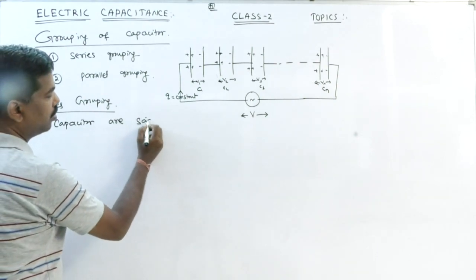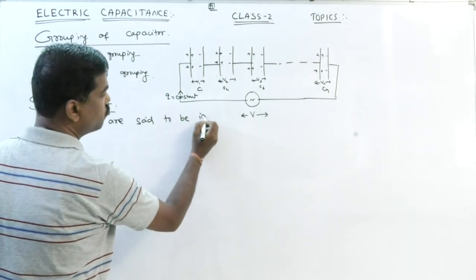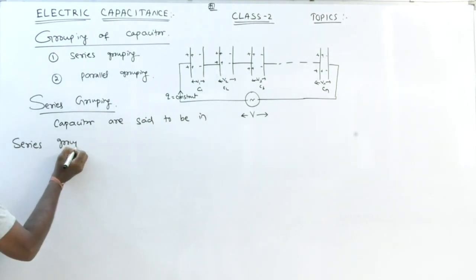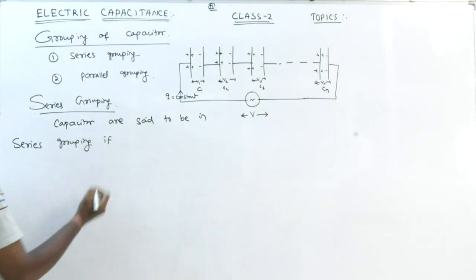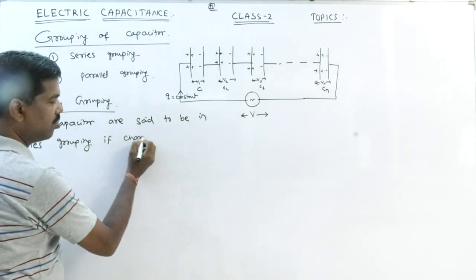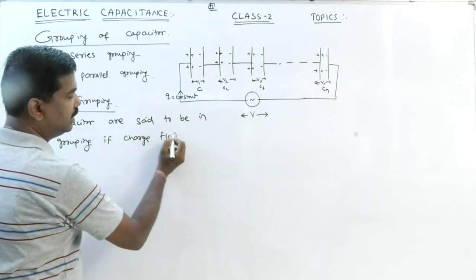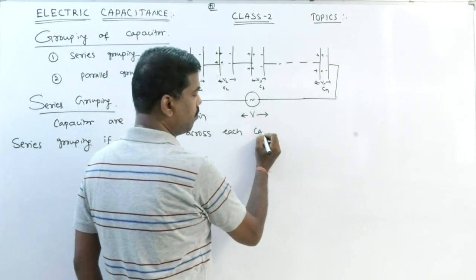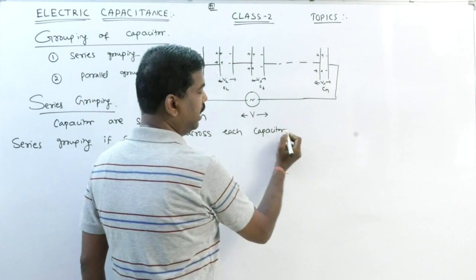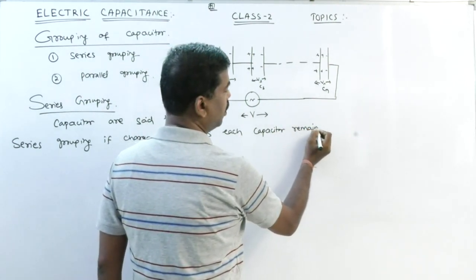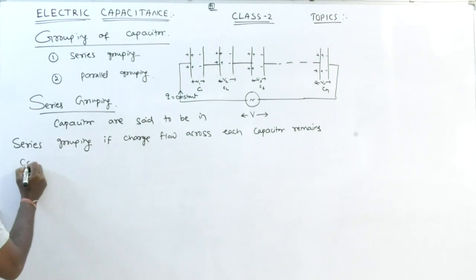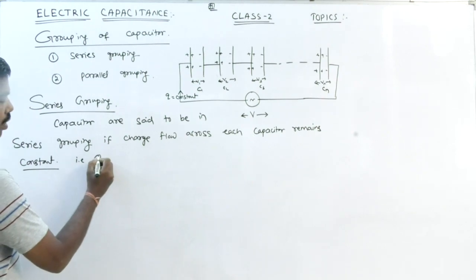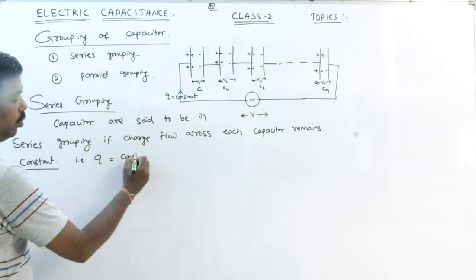Capacitors are said to be in series grouping if the charge flow across each capacitor remains constant, that is, Q is equal to constant.